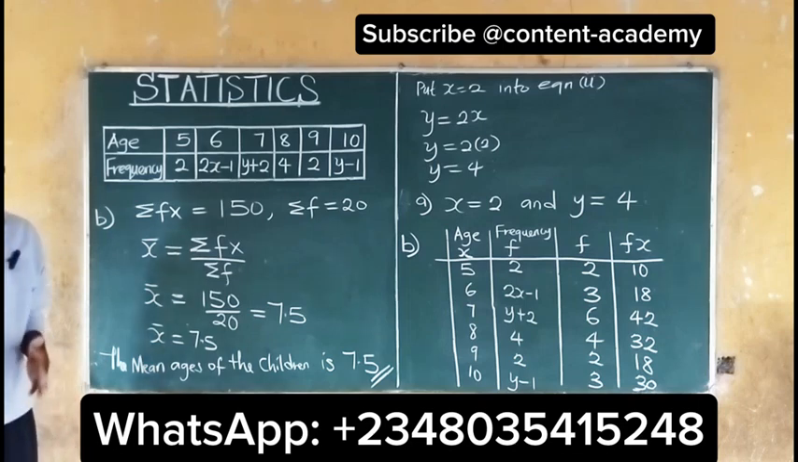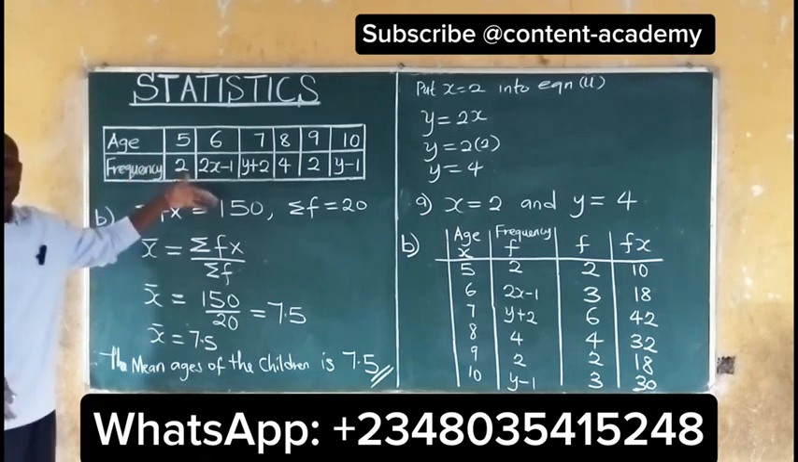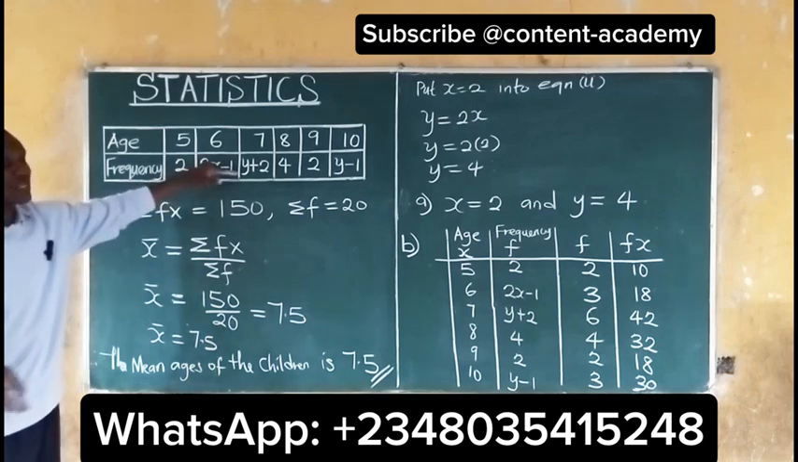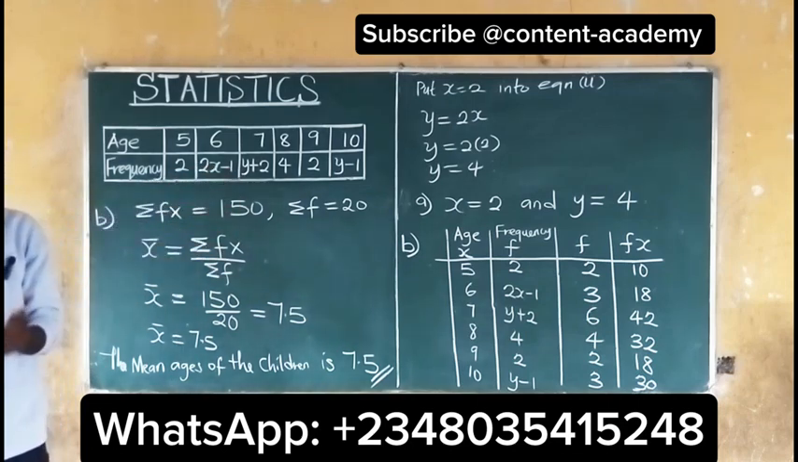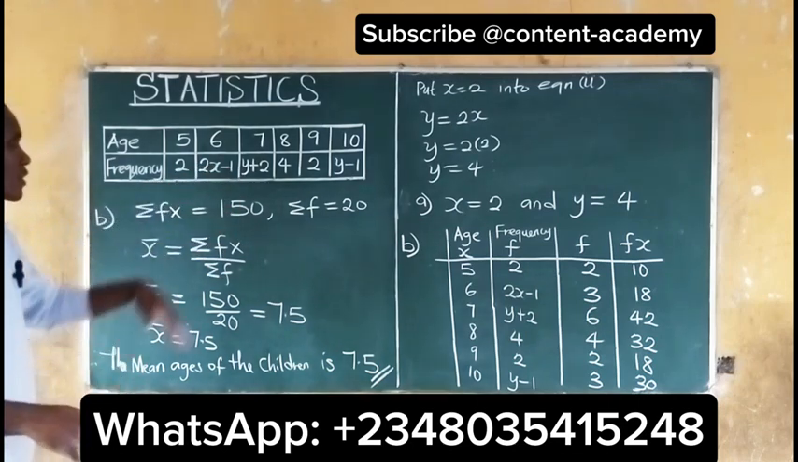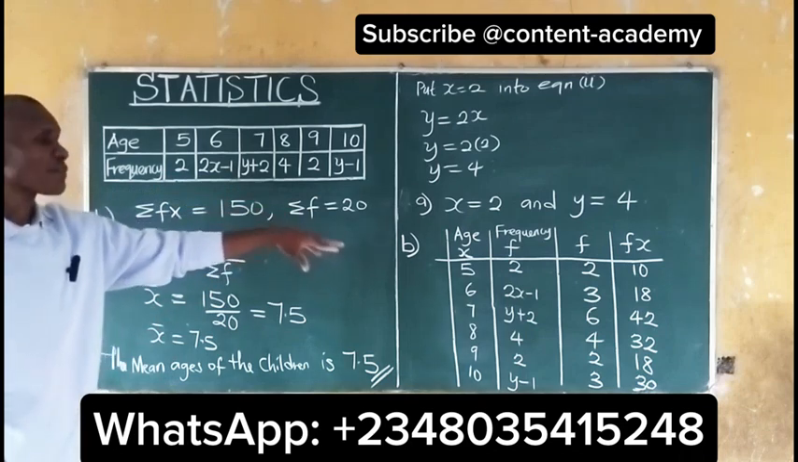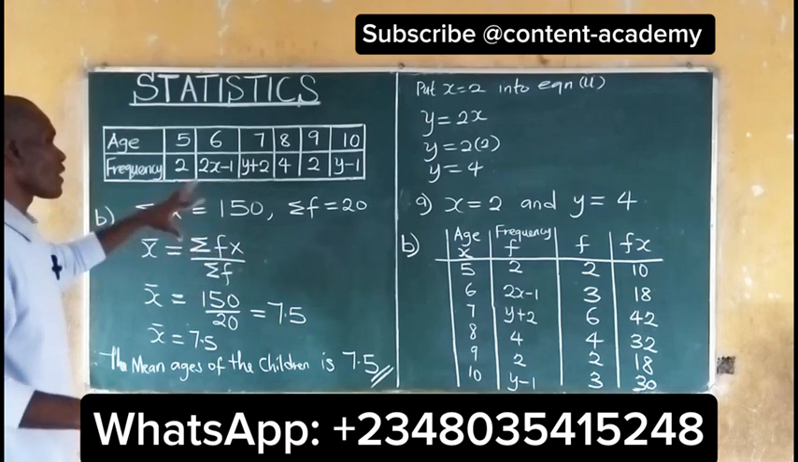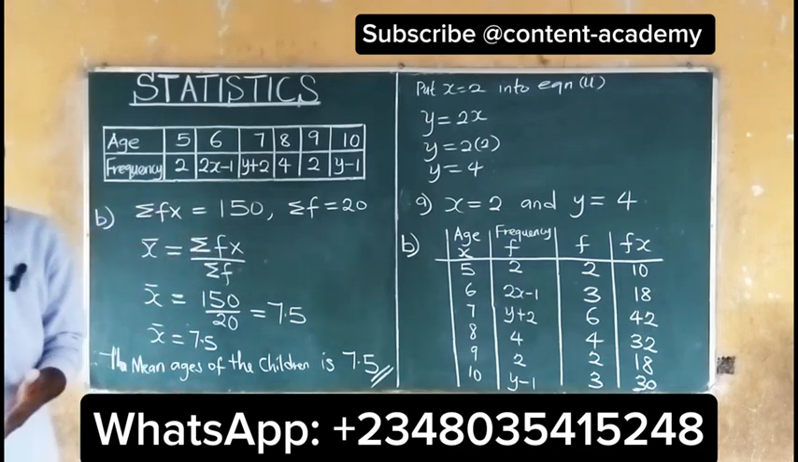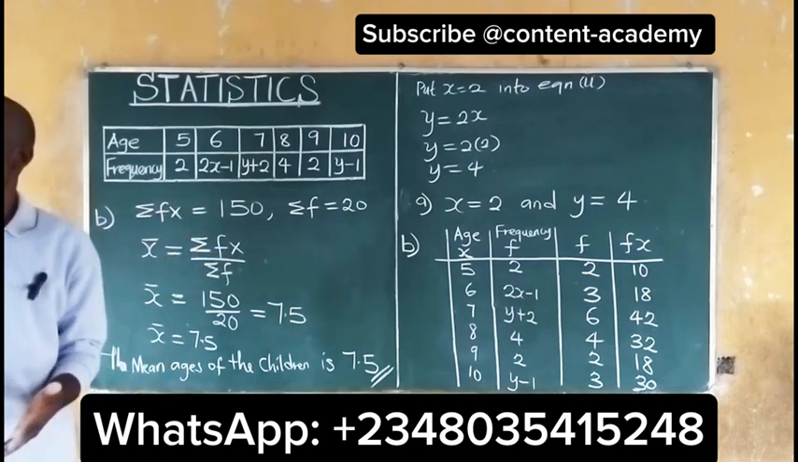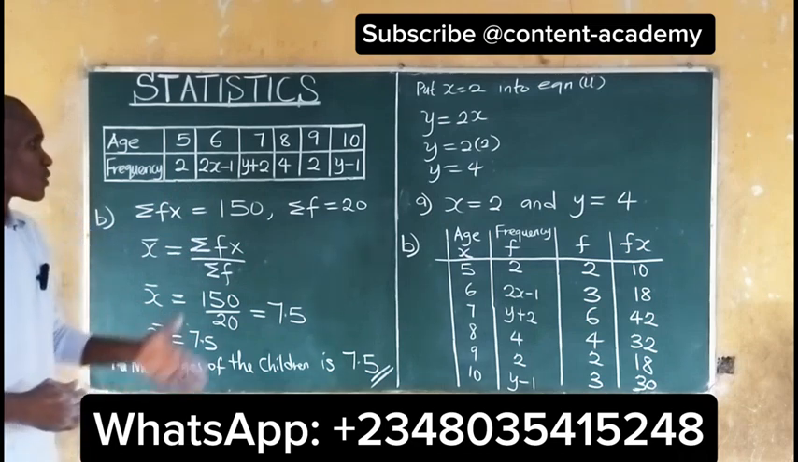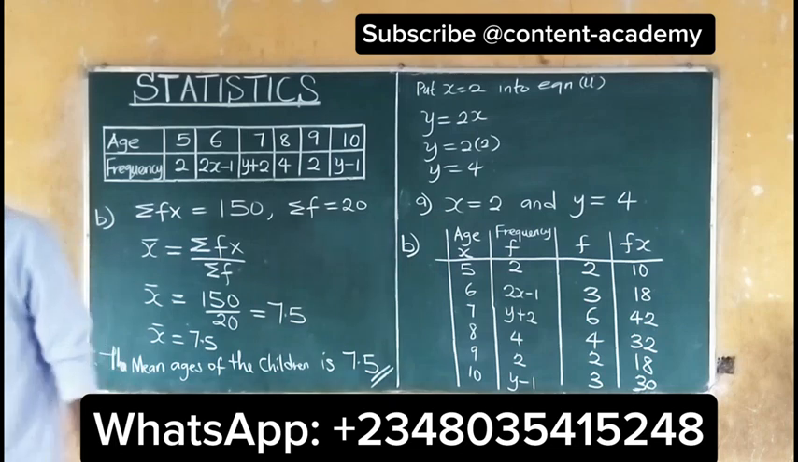So this is how to calculate when given this type of group data. You have to find the missing values first. After finding the missing values, you use them to form your own table. After forming your table, you now find the mean. Once you follow this procedure, it will be very easy to compute.